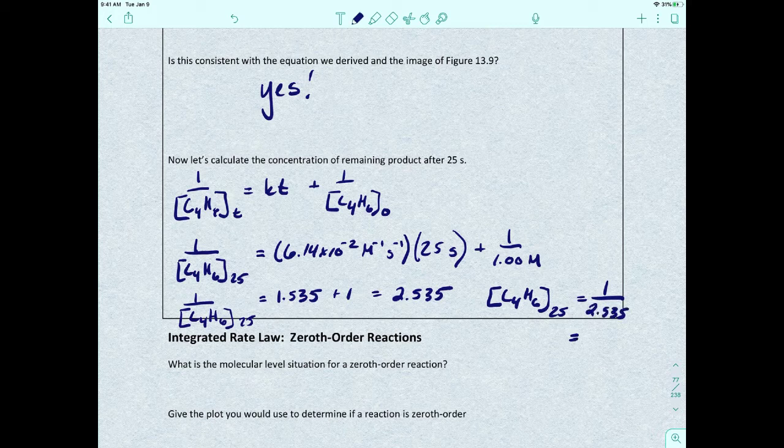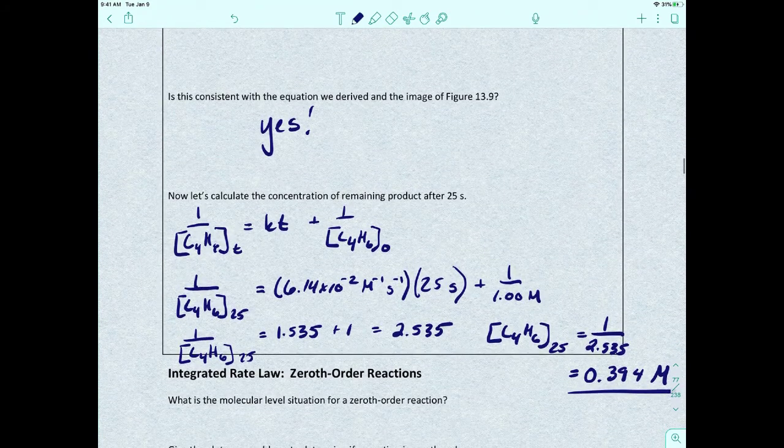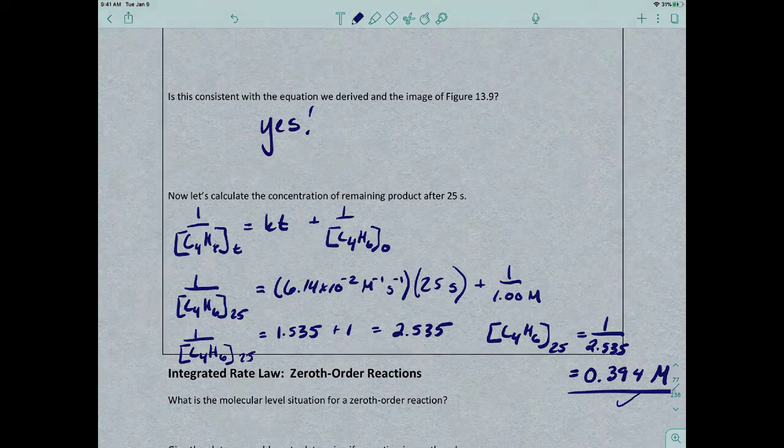That concentration should be 1 divided by 2.535, which gives us 0.394 molar. Now, does this number make sense based on what we've seen? Well, we know that the concentration had to be between 0.5 and 0.25, so this number being 0.394, yes, that does make sense. That sounds very reasonable.